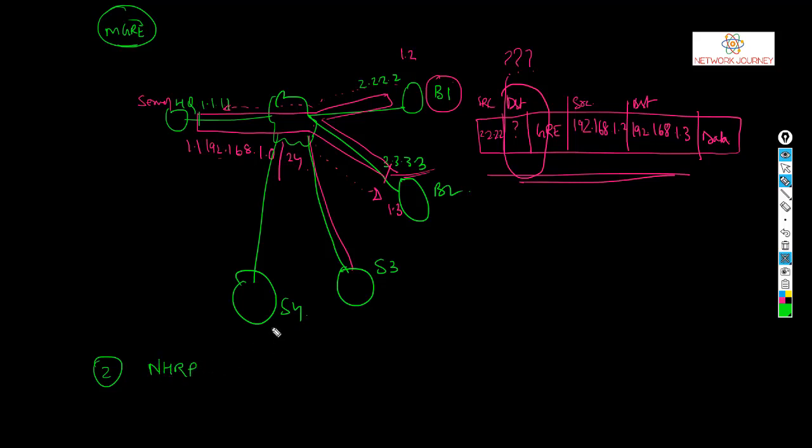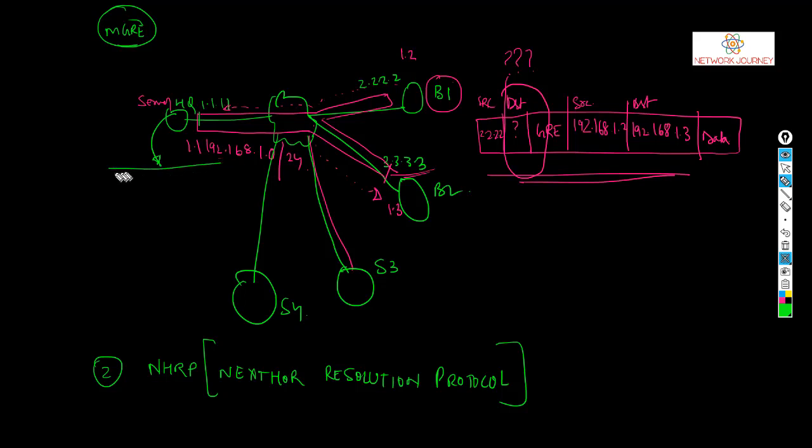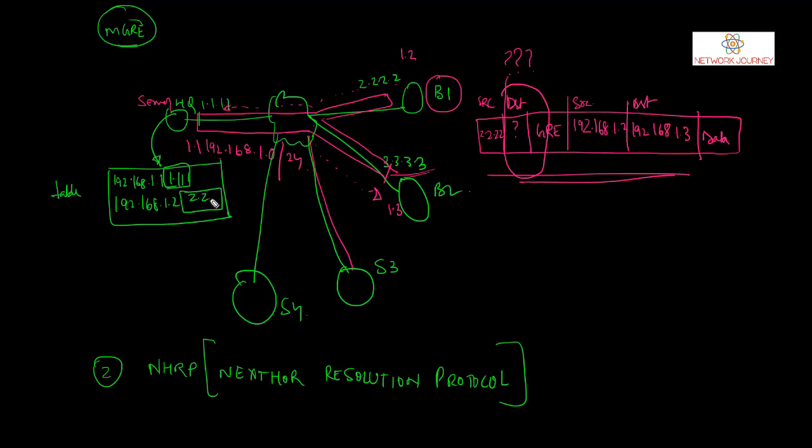The full form of NHRP is Next Hop Resolution Protocol. In short, if this is a hub, and the hub is going to maintain a certain table where the private IP 192.168.1.1 is mapped with 1.1.1.1, the public IP. Similarly, 192.168.1.2, the private IP, is mapped with 2.2.2.2.